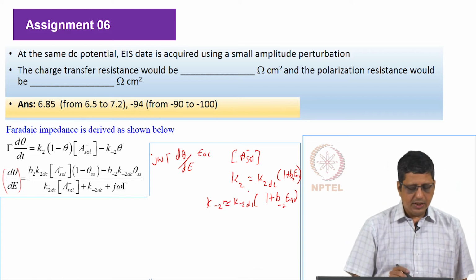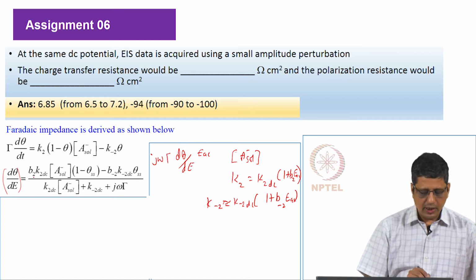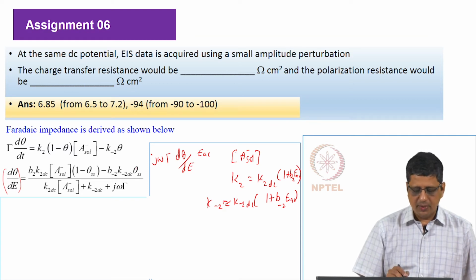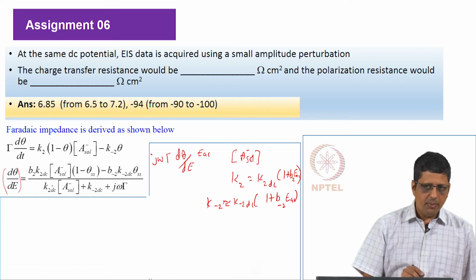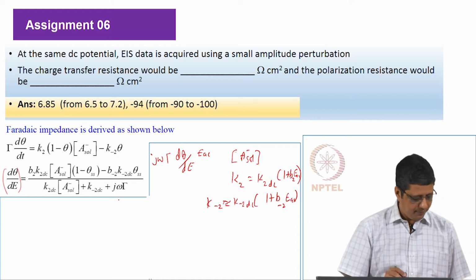And after rearranging, you can show that d theta by dE can be given by the expression shown here, that is B2 K2 dC concentration of A minus in solution 1 minus theta SS minus B minus 2 K minus 2 dC theta SS, all these terms come in the numerator. In the denominator, we have K2 dC A minus solution plus K minus 2 dC plus j omega gamma.